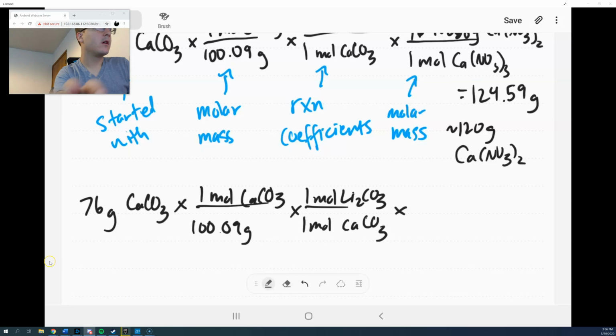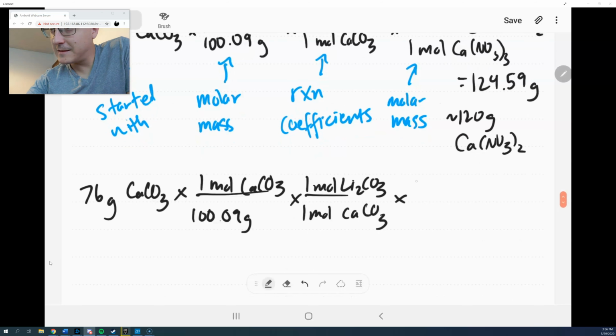73.89. Oh, don't worry, Elza. We're going to do the same thing over and over and over. So 76 point, what did I say? 73.89, okay.